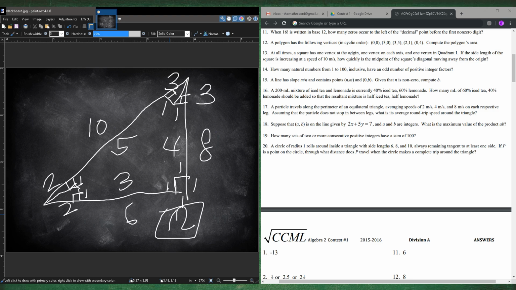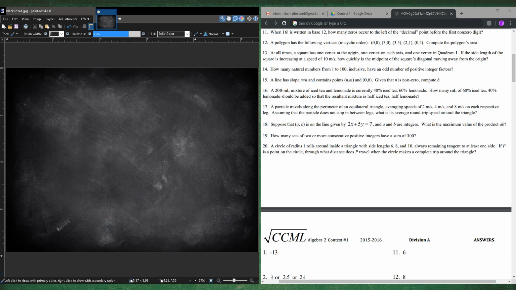Pretty interesting question, kind of geometry-ish. Well, that basically covers the CCML Algebra 2 Contest 1 2015-2016 Division A.